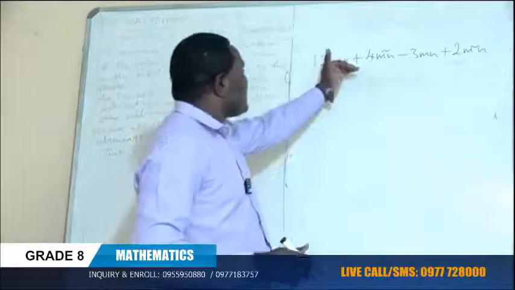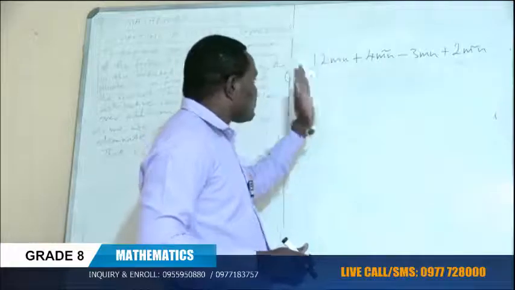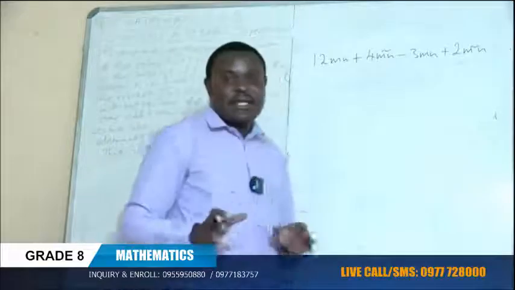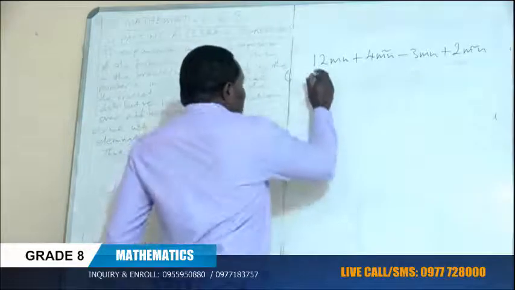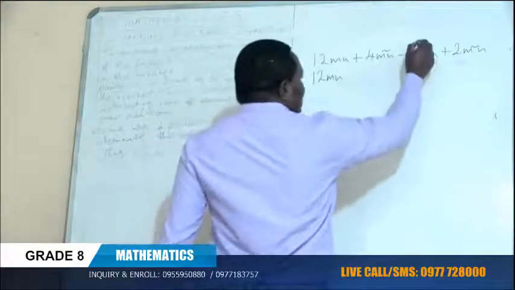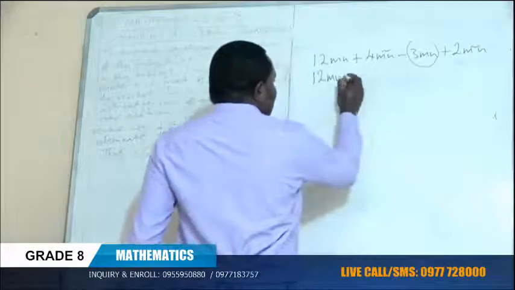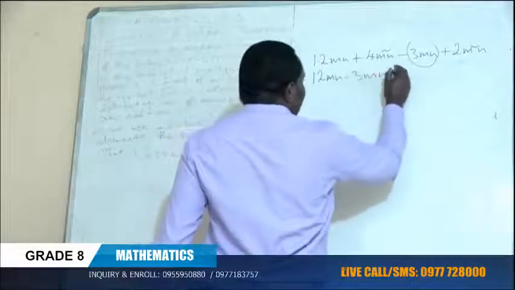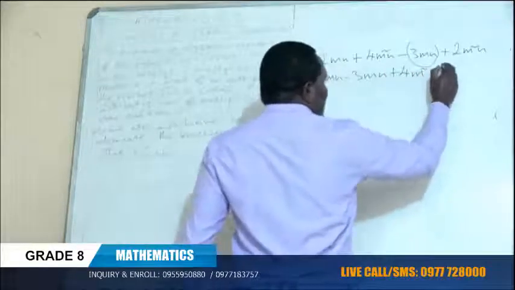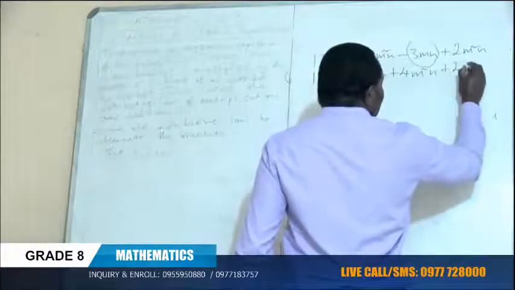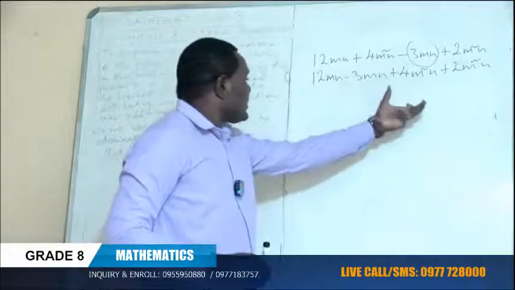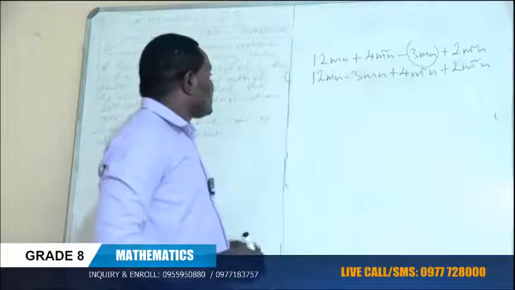Now, when you are dealing with such expressions, the first thing you are supposed to do is collect like terms together. You collect like terms together, and we have 12mn, negative 3mn, plus 4m squared n plus 2m squared n. So we have collected like terms together. We can now work them out.